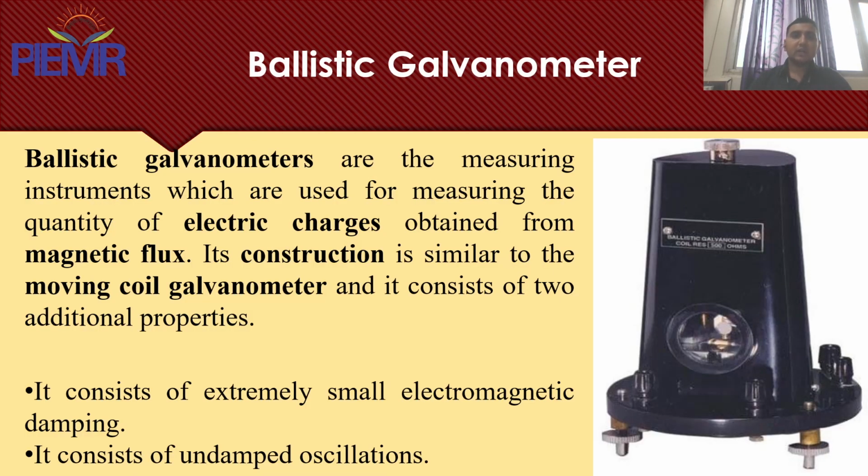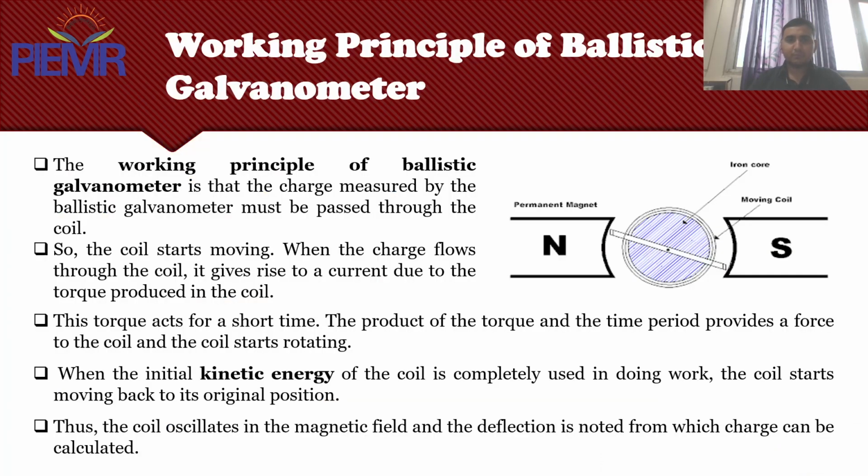Now, regarding the ballistic galvanometer, as you see on your right-hand side, there is a pictorial view of a ballistic galvanometer, which will measure the electrical charges obtained from magnetic flux. Its construction is more familiar to the moving coil galvanometer. It contains very small electromagnetic damping and also some undamped oscillations.